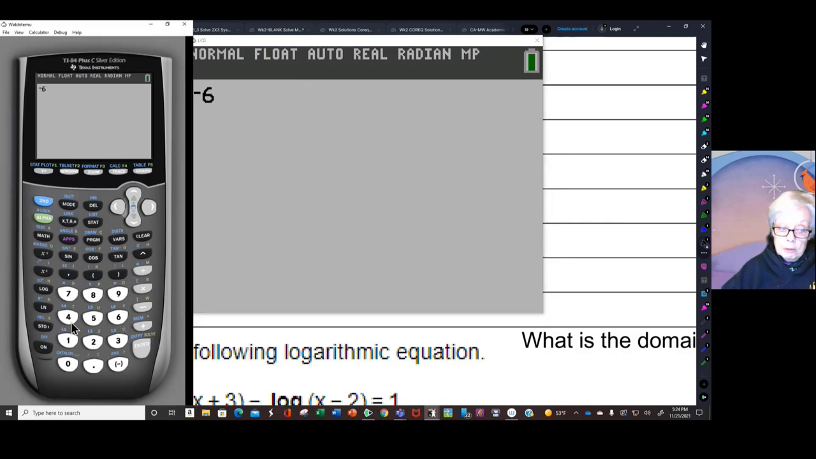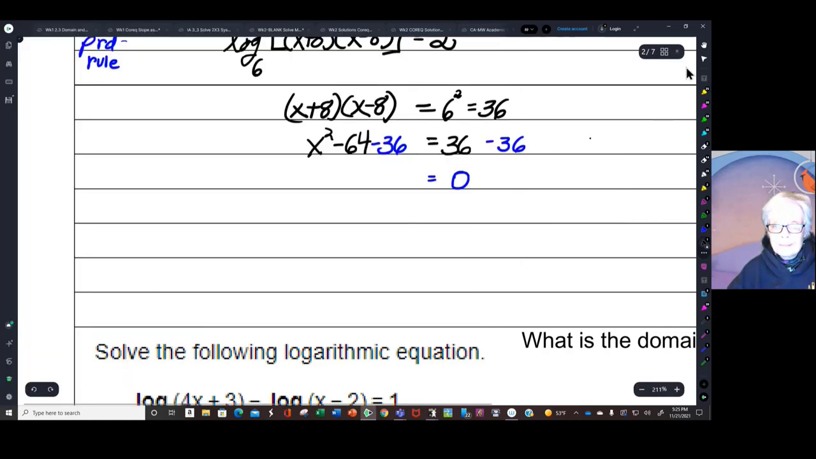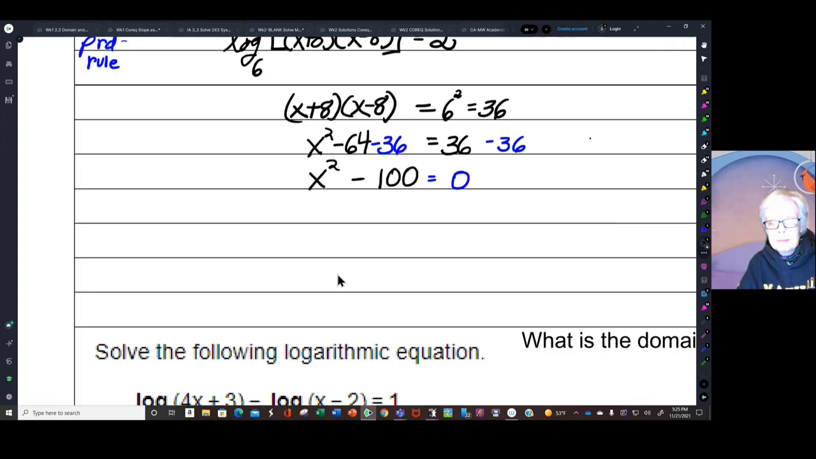Negative 64 minus 36 is minus 100. X squared minus 100 equals 0. Now notice we don't have an x term. That's because we would have gotten 8x minus 8x for our middle term, and that would be 0x. So we don't have a linear term. So we have to use the square root method to solve this.